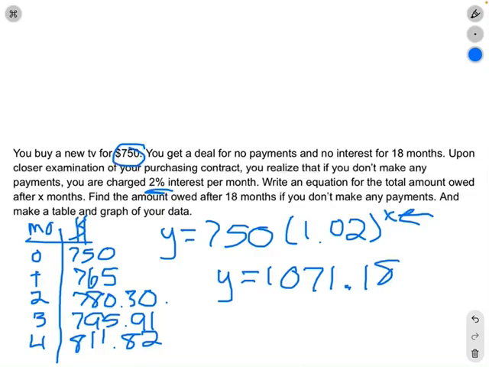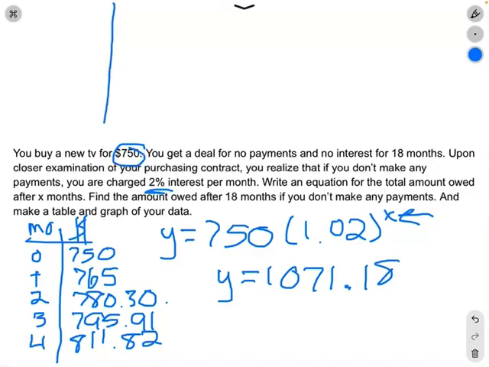So at the end of the 18 months, if I don't make any payments, I actually have picked up over $300 in interest. That is a lot for thinking that I wasn't accruing any interest. And I didn't have to make any payments. So that is a huge gimmick for marketing. Don't let them trick you.